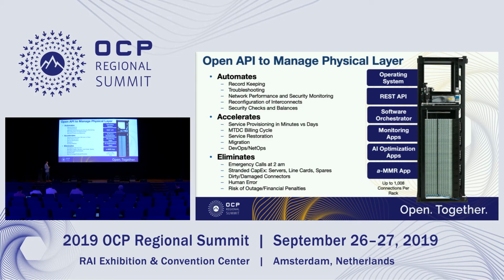Monitoring apps include, for example, an OTDR or an optical power monitor. AI optimization apps, I'll talk a little bit later about some work AT&T has done to optimize the network to achieve higher utilization with this type of programmability. And the topic of this presentation is really the automated Meet Me Room app, where this becomes the Meet Me Room in a data center.